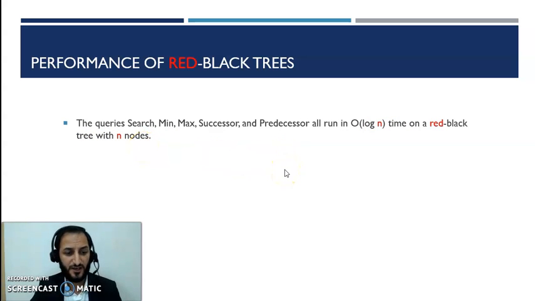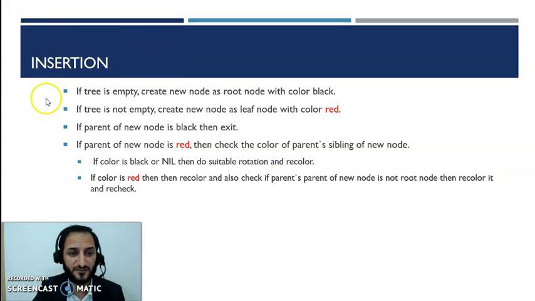Alright, in the next video we will explain the insertion. We will go through the rules of insertion, like if the tree is empty, we will create a new node as a root node with color black, and if it is not empty, we will create a new node as a leaf node with color red, and if the parent of the new node is black, then we will exit, and so on. That will be added in the next video.